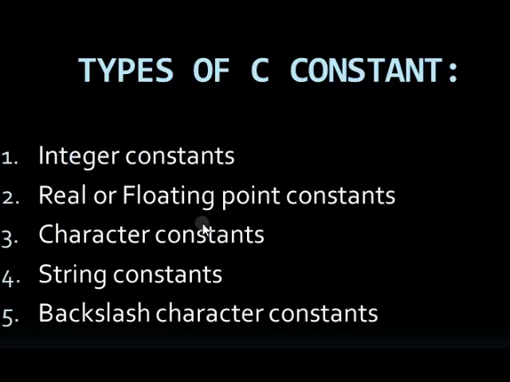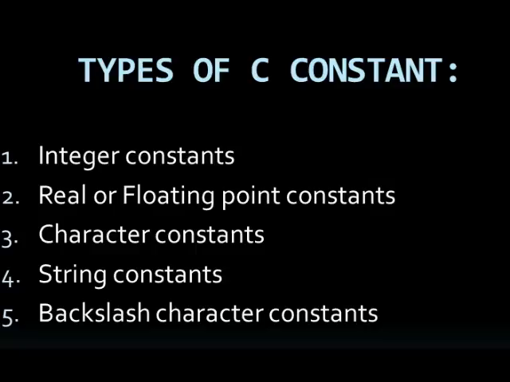Some of the types of C constants are integer constant, real or floating point constant, character constant, string constant, or backslash character constant. There are 5 types. Now let's go to the integer constants. Integer constants are nothing but numeric constants, that is, without any fractional or exponential form. An integer literal can be a decimal, octal, or hexadecimal constant.